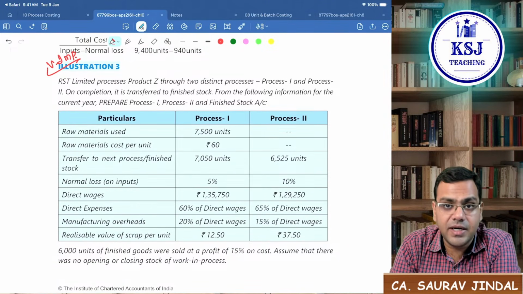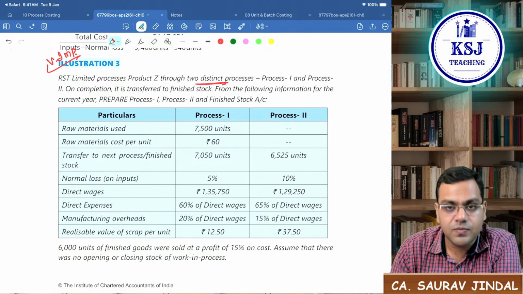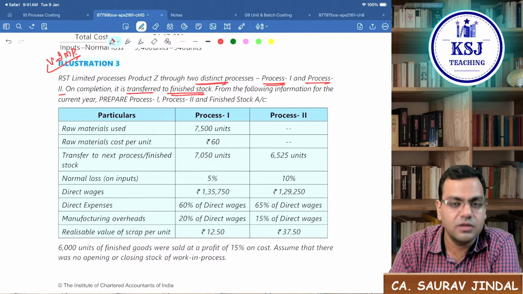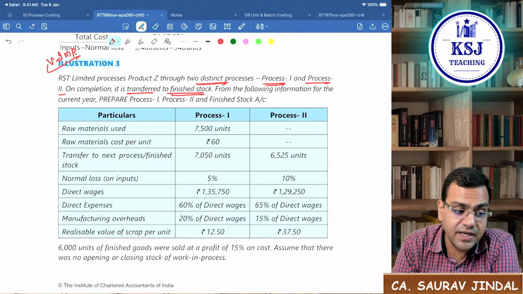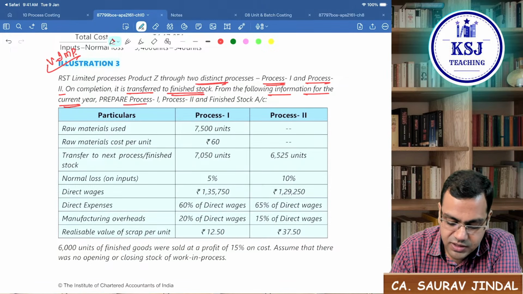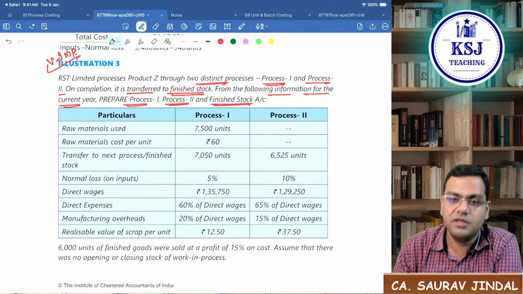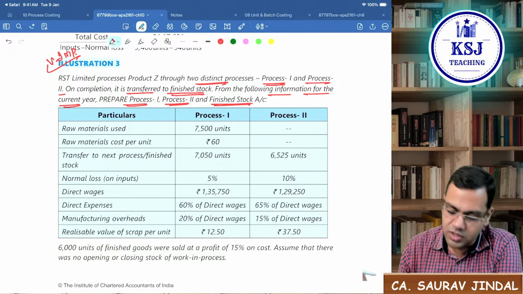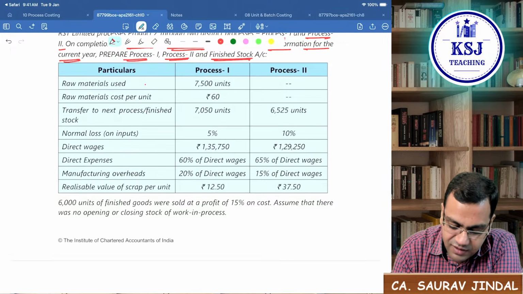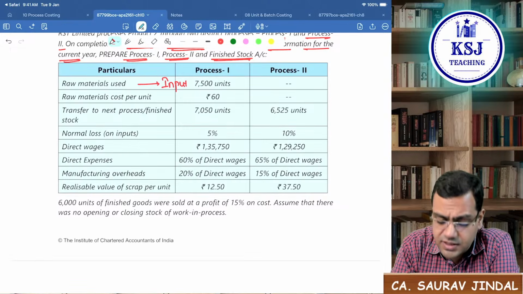RST Limited processes product Z through two distinct processes, process 1 and process 2 account. On completion, it is transferred to finished stock. So process 1, process 2 and then finished stock account. From the following information for the current year, prepare process 1 account, process 2 account and the finished stock account. This is what we have to prepare. What is given? Process 1, raw material used 7500 units. So this is your input. At what rate? 60 rupees.